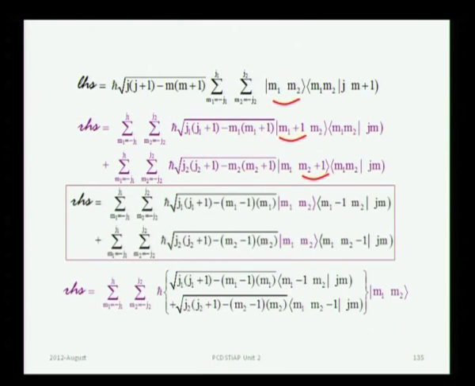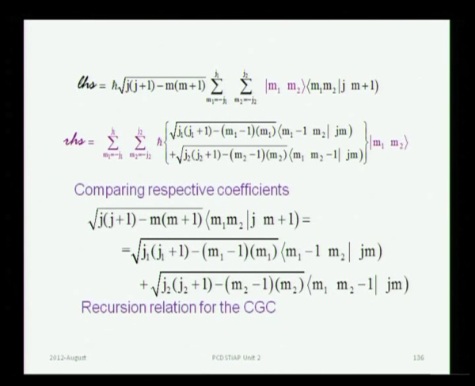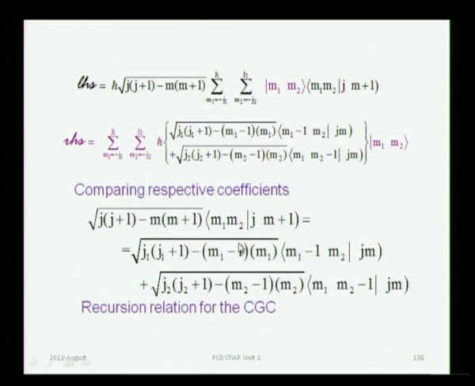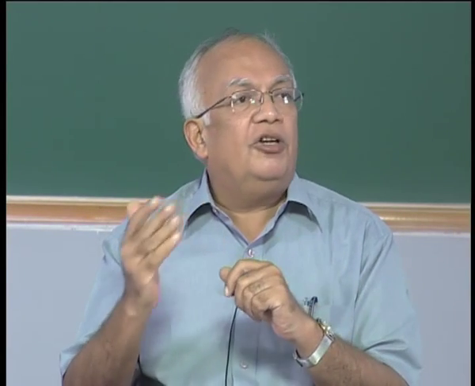So now we have got the right hand side expressed as a linear superposition of base vectors M1 M2, left hand side is also expressible as a linear superposition of the same base vectors M1 M2, and now you can compare the corresponding coefficients, h cross cancels, and now you have got a relation which connects this Clebsch-Gordan coefficient with this and this, in which the indices are shifted. Now this is the recursion relation.